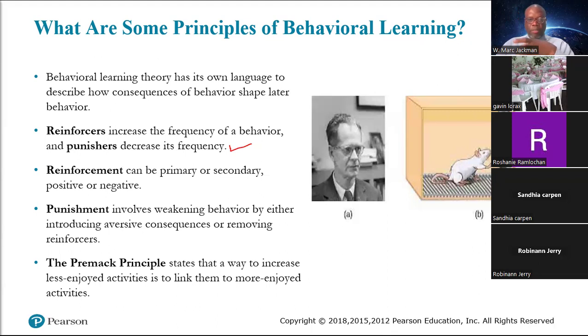Then there's the Premack principle, and some of you would have applied this. Some of you have said earlier, the Premack principle: complete all your work, and once you complete all your work, you'll get to go outside for P.E. So you use a more favored activity to encourage or motivate them to complete a less favored activity. So if they like to play games, or they like to have free time, or you have a corner for reading in your class, you can use that as a reward if the completion of the less favored activities is up to standard, right? And that's called the Premack principle. It states a way to increase less enjoyed activities by linking them to more enjoyed activities. Once you finish this, you get to do that.